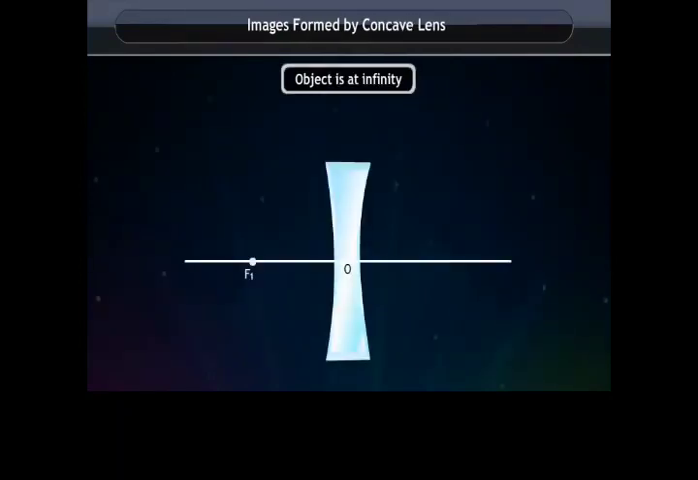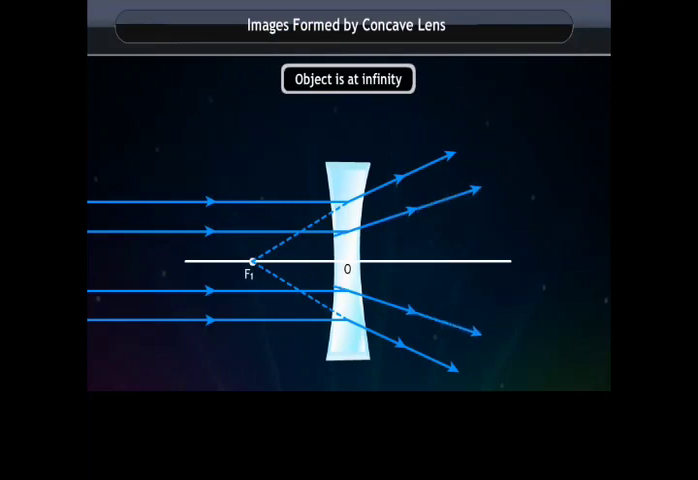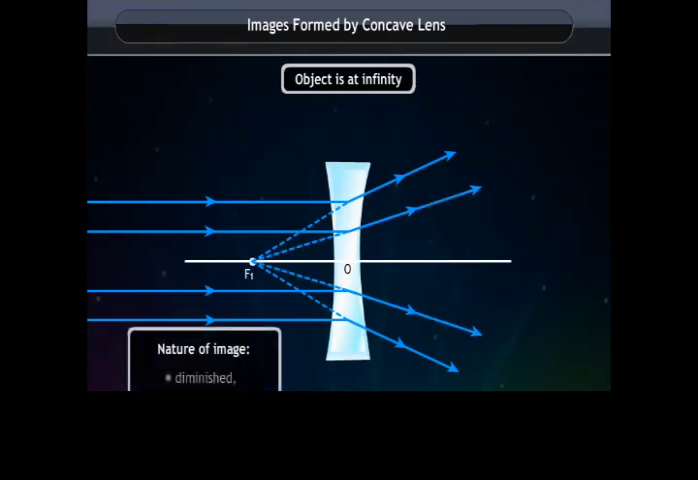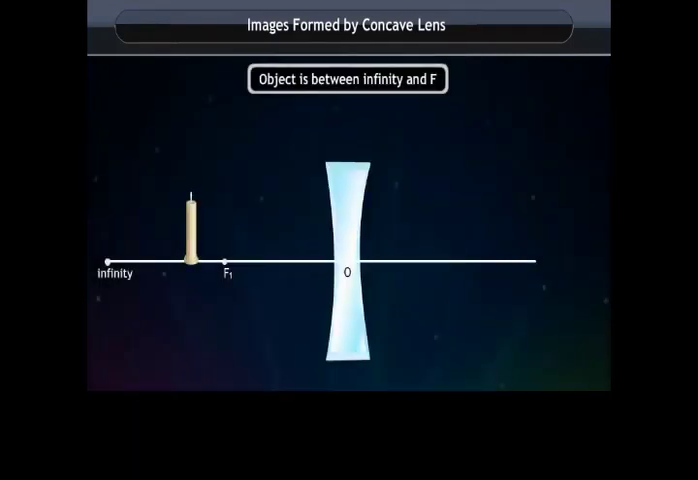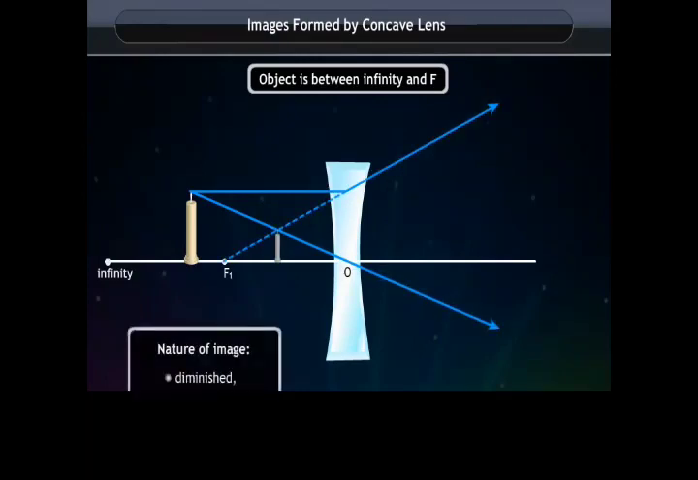Images formed by concave lens. When the object is at infinity, the image is formed at the focus f1 on the same side of the lens. It is highly diminished, virtual and erect. When the object is between infinity and f1, the image is formed between f1 and O on the same side of the lens. It is diminished, virtual and erect.